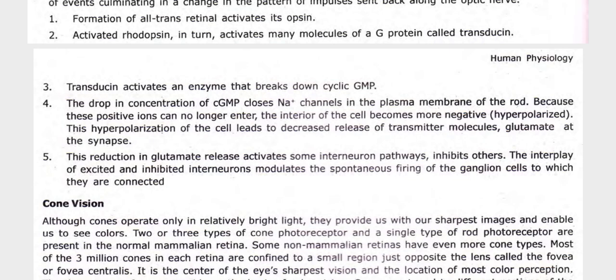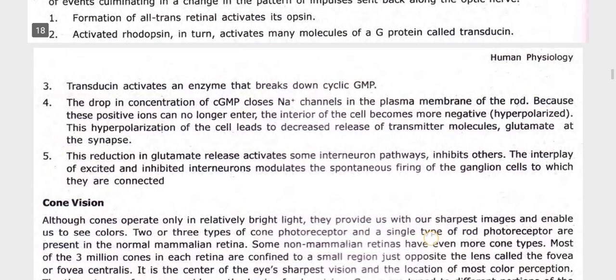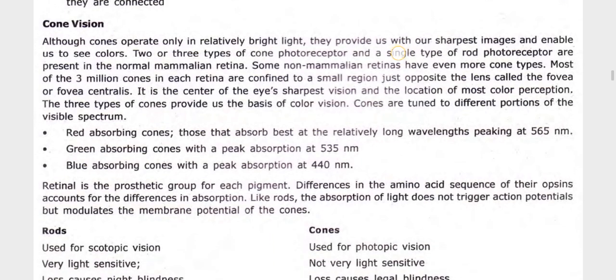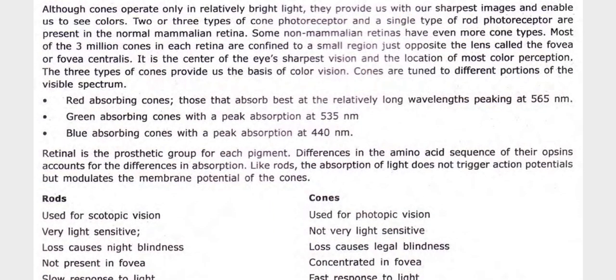So, cone vision. Although cones operate only in relatively bright light, they provide us with our sharpest image and enable us to see colors. Two or three types of cone photoreceptors and a single type of rod photoreceptor are present in the normal mammalian retina. Some non-mammalian retinas have even more cone types. Most of the 3 million cones in each retina are confined to a small region just opposite the lens called the fovea or fovea centralis. It is the center of the eye's sharpest vision and the location of most color perception.